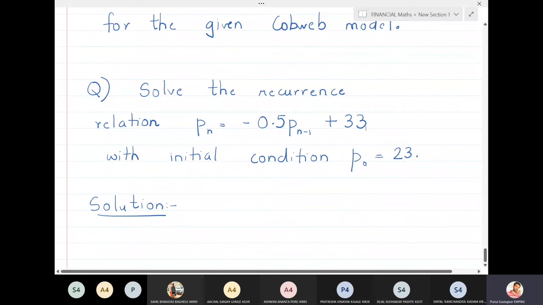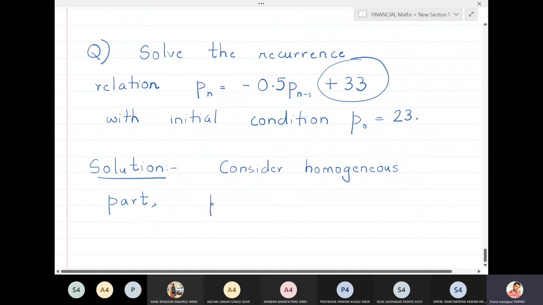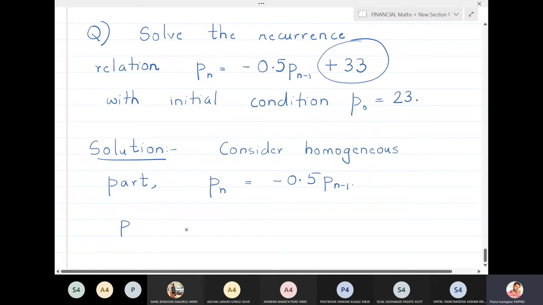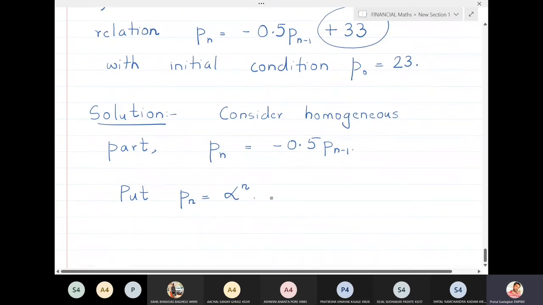Now, if you know how to solve the recurrence relation, first you consider the homogeneous part. This is non-homogeneous, right? So 33 is non-homogeneous. So consider the homogeneous part, then you'll get the homogeneous solution. The homogeneous part is Pn equal to minus 0.5 Pn minus 1, and put Pn equal to alpha raised to n. I hope you have already learned about recurrence relations. So put Pn equal to alpha raised to n in the above equation.